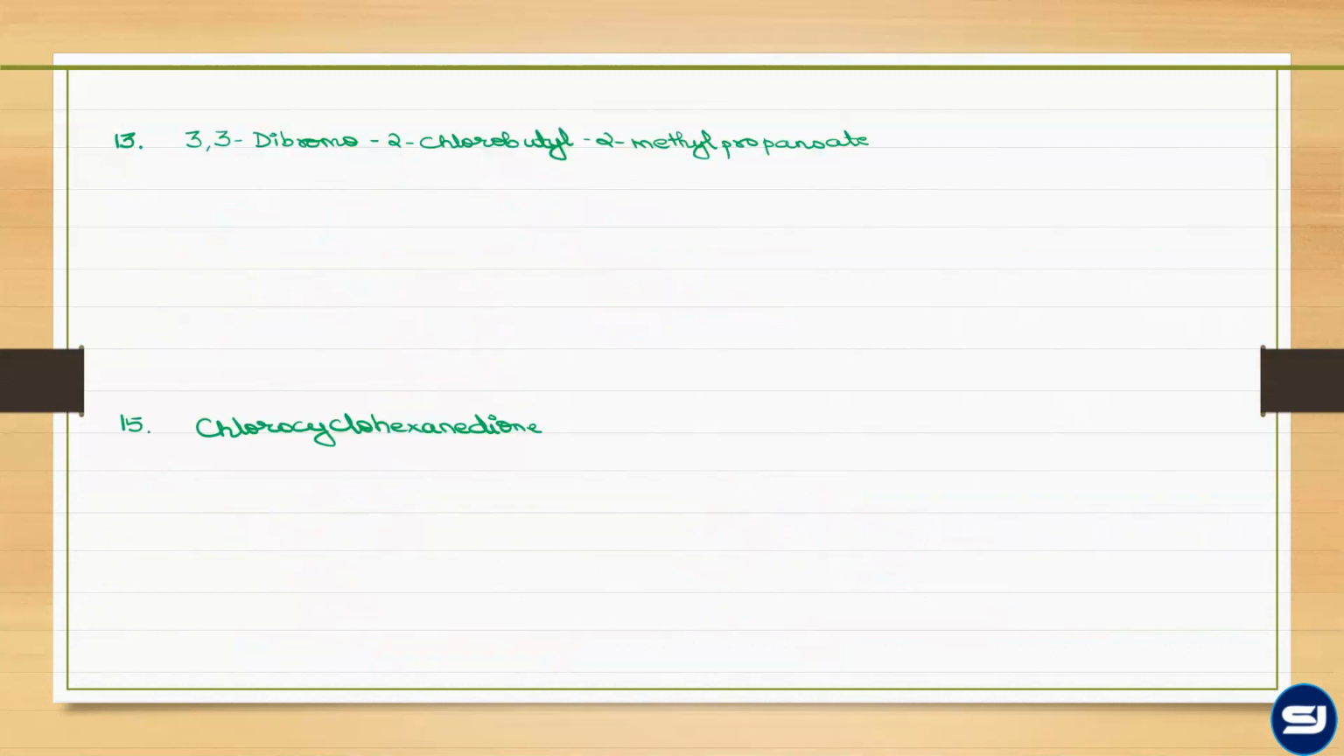13th question. Which of the following is correct structure of 3,3-dibromo, 2-chlorobutyl, 2-methyl propanoate? Now from the name, if I want to draw the structure, what will you start with? Achha, looking at the name, this compound is belonging to a family of Ester, because the suffix clearly indicates that it is representing an ester. So that's C double bond O and O.